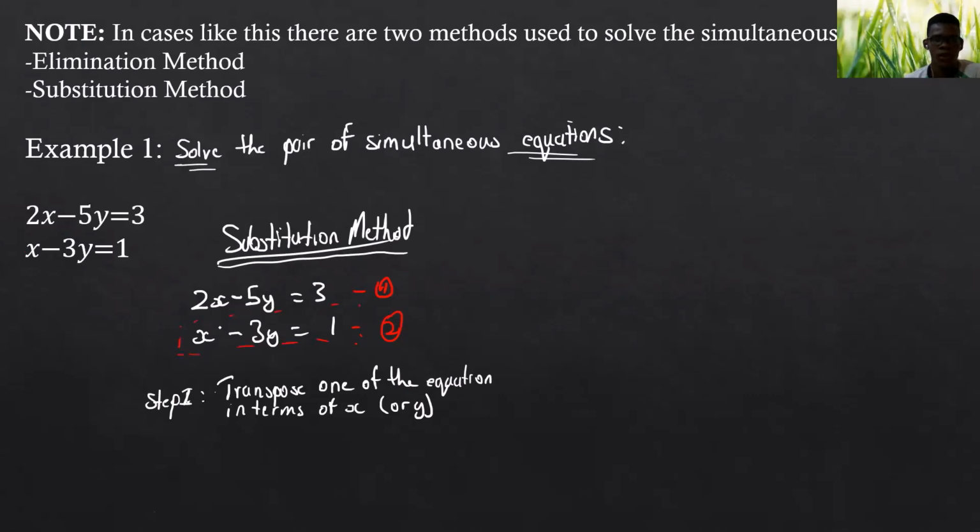The reason why is because there's no coefficient of X here. X is by itself. It makes solving the simultaneous equation easier, right? So that's a point to take away with these simultaneous equations. When you're using the substitution method, you want to transpose first, to do this first step.